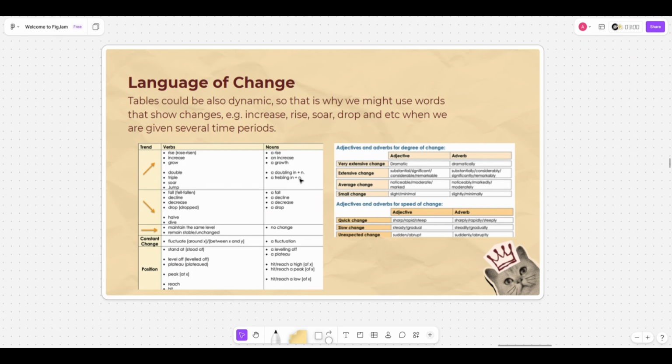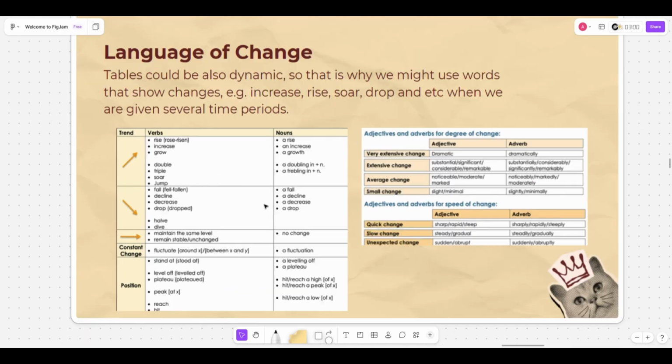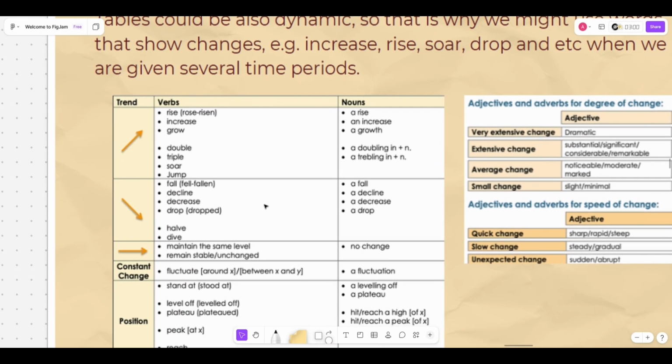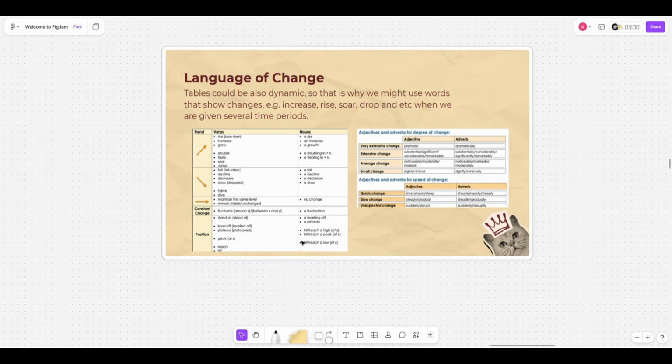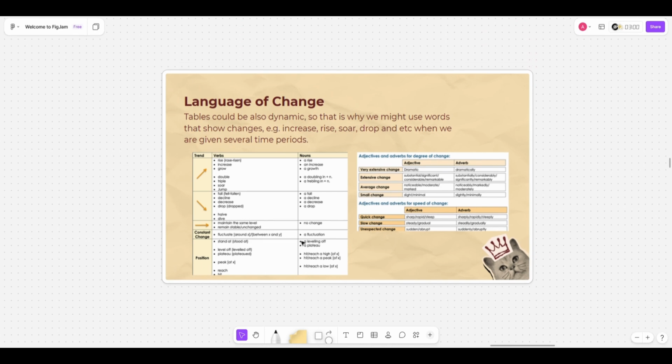Because our table is dynamic, spanning 100 years, we also need the language of change. For increase: rise, increase, grow, and so on. For decreases: fall, decline, decrease, drop, halve, and so on. For no change: remain stable, maintain the same level, stay constant. For fluctuation: fluctuate between x and y. And you can also add some degree and speed modifiers to make your description more precise, like a dramatic decline, a significant increase, and so on.